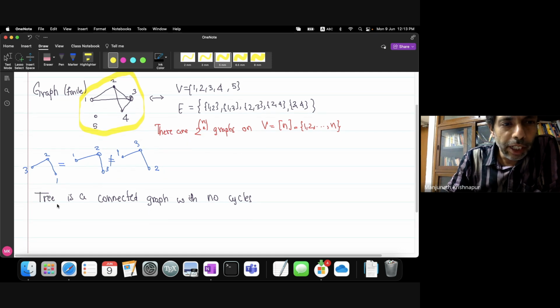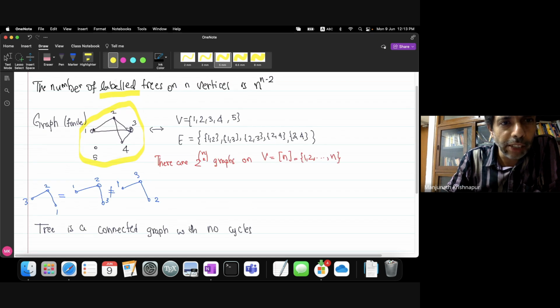So a tree is a connected graph, but it should have no cycles. What is a cycle? Here we can go from 1 to 2, 2 to 3 and 3 to 1. That is a cycle. A cycle is a collection of vertices, distinct vertices, which come back, where except for the first and last, they are distinct. 1, 2, 3 and 1 is a cycle. 1 to 1 is not a cycle. Or 1, 2, 3, 2, 1 is not a cycle. But 1, 2, 3, 1 is a cycle. 2, 3, 4, 2 is a cycle.